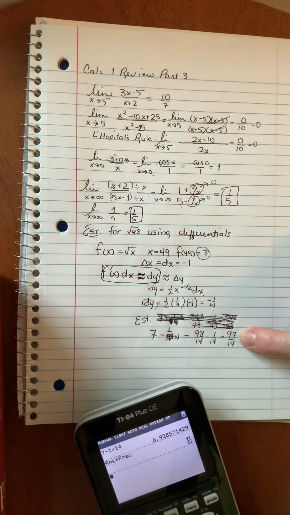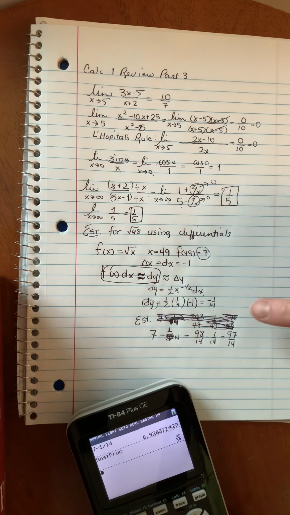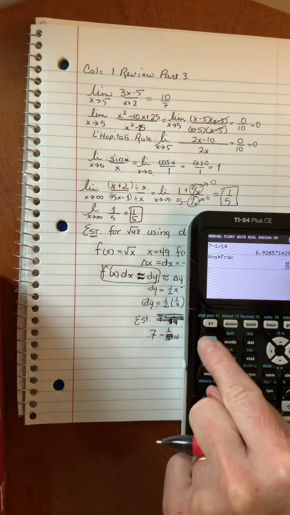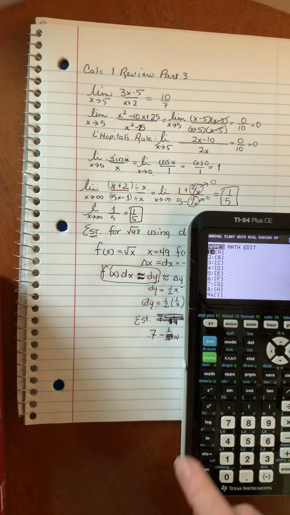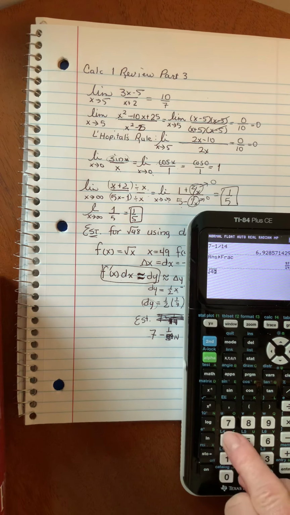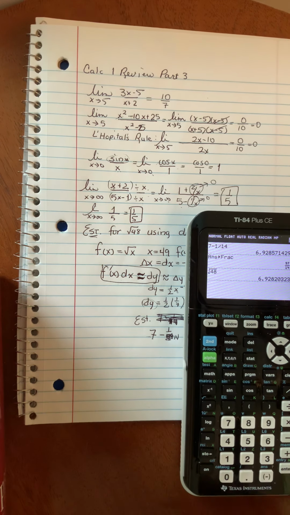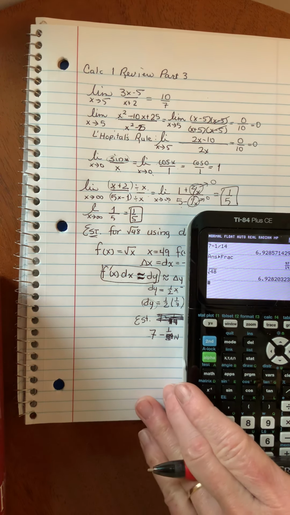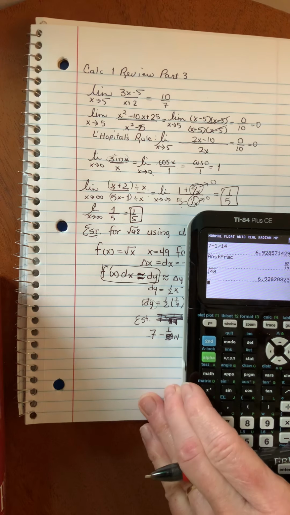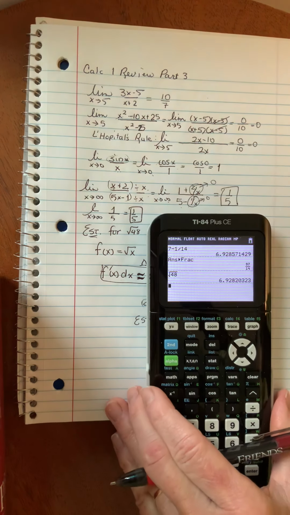Now, let's check compared to the calculator estimate for the square root of 48. So I'm going to take the square root. Okay, square root of 48. So 6.9282, etc. Look at this. It agrees until the 4th decimal place. So pretty easy way to look at that.